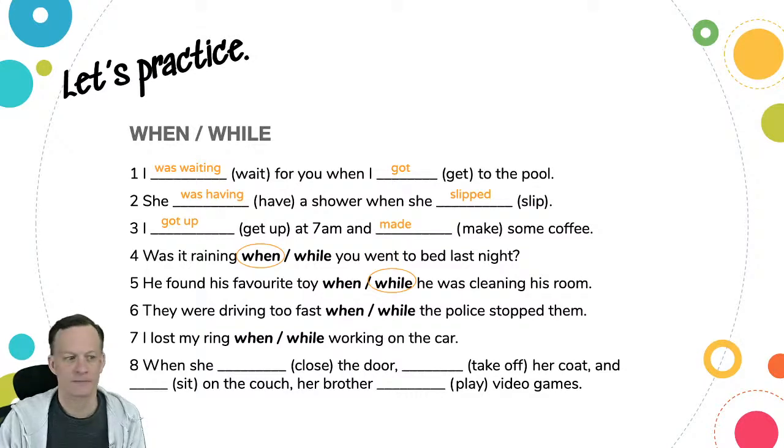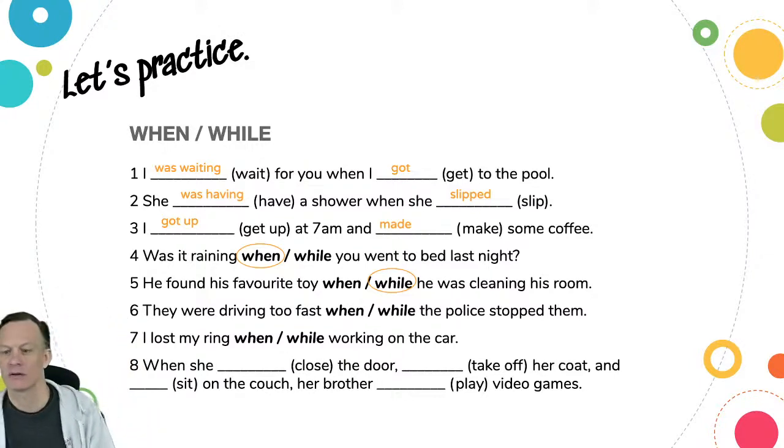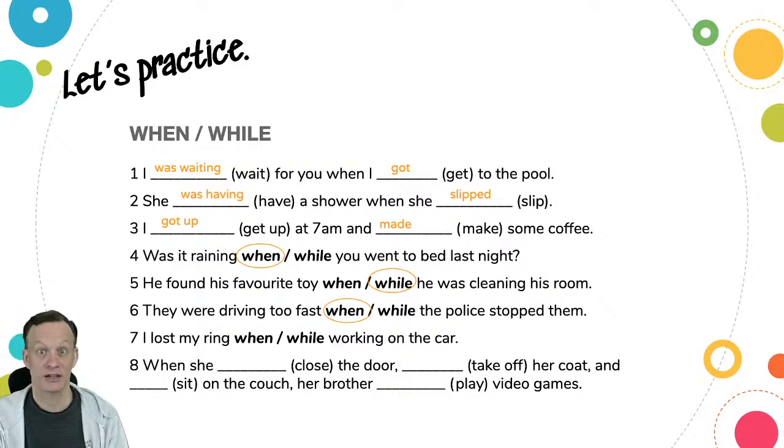Number six, and I'm not in the way. I'm almost in the way. Nope, now I'm in the way. Okay, there. Number six, when they were driving too fast, when the police stopped them. Yes, and number seven, I lost my ring.